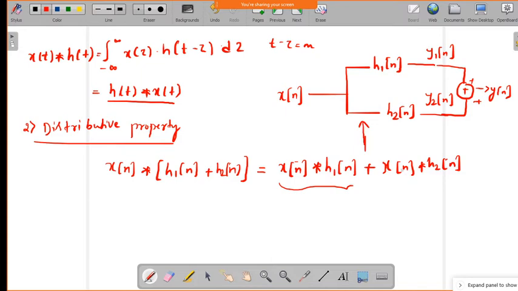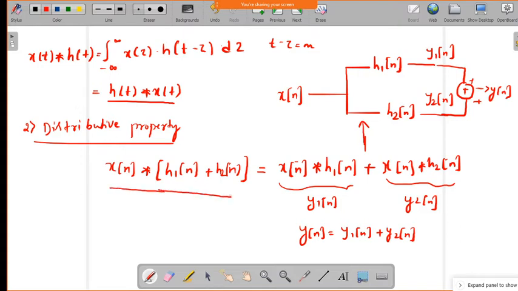So this is your output y of n, which is the convolution of x of n with h1 of n, and similarly x of n convolution h2 of n. The addition of these two, this is y1 of n and this is y2 of n, gives the output y of n, which is equal to y1 of n plus y2 of n. So this is the distributive property. Now we will prove it by taking the left hand side equation and arriving at the right hand side.